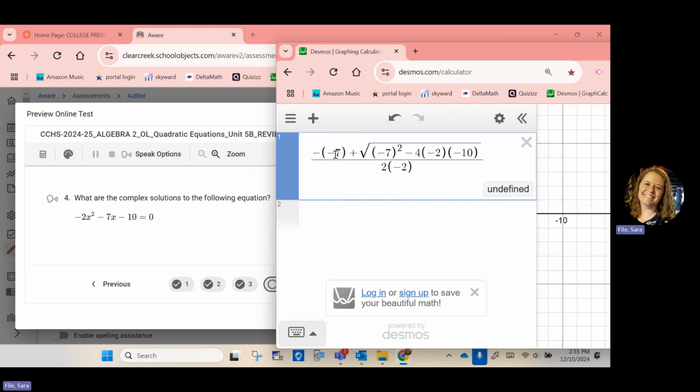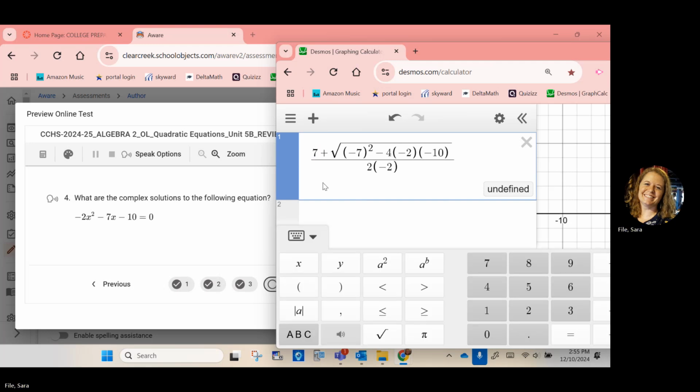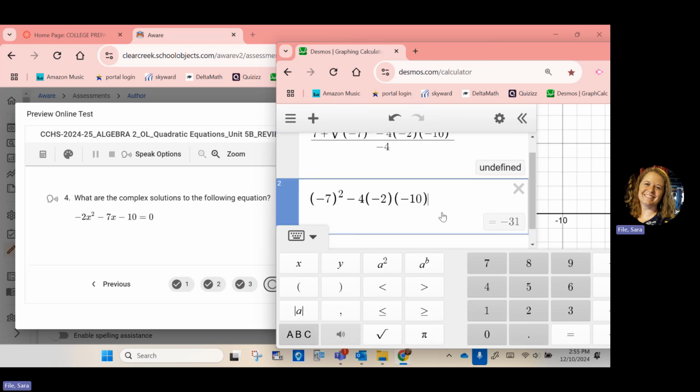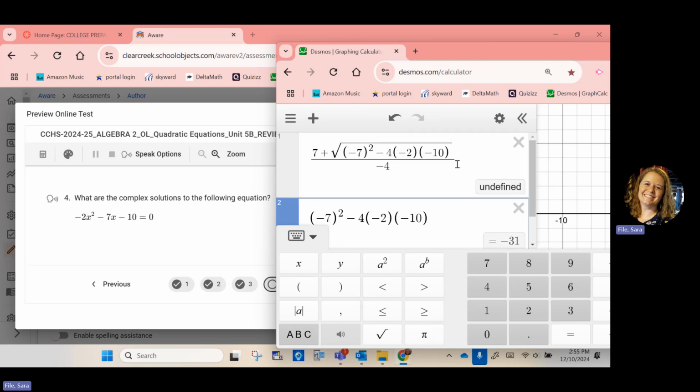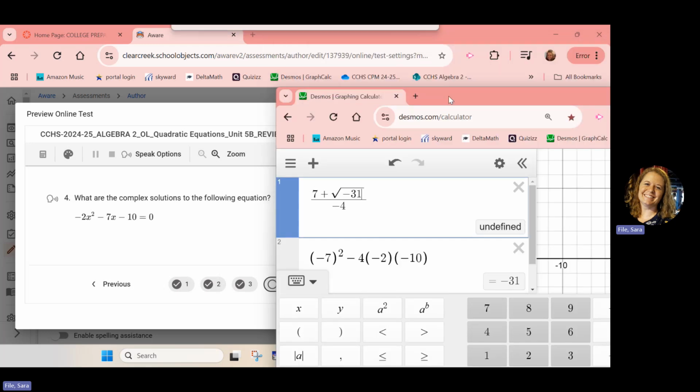Okay, but I'm going to go ahead and simplify. That's going to come out to just +7. Okay, this is going to be -4. Okay, and then you can simplify all of that. That's going to come out to -31. So this is -31 underneath. So this is what I've got, and that negative is going to come out as an i. And again, it can be written in front of the radical or at the end, but it's not under the radical anymore once we bring it out.